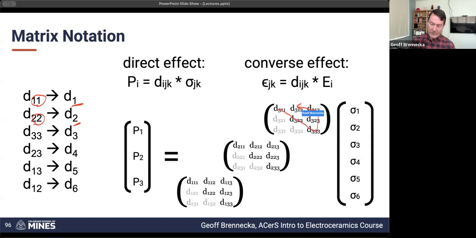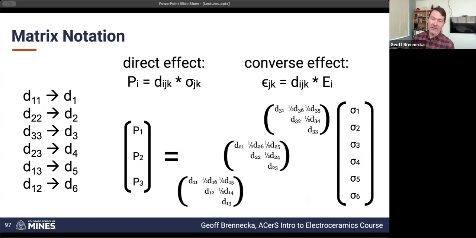So the diagonals are 1, 2, and 3, and then 4, 5, and 6. So that's again, just a convention. There's nothing first principles about this. It's just the way that everyone has agreed that this is the way that these will be represented. But it makes life a lot easier.